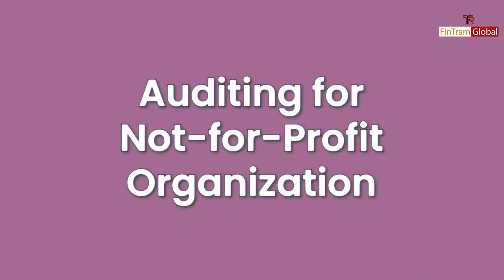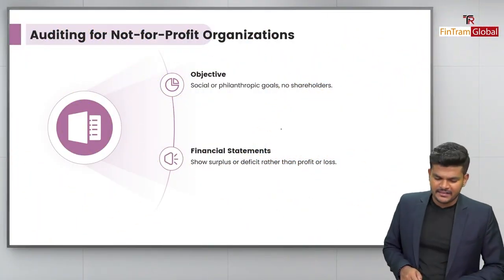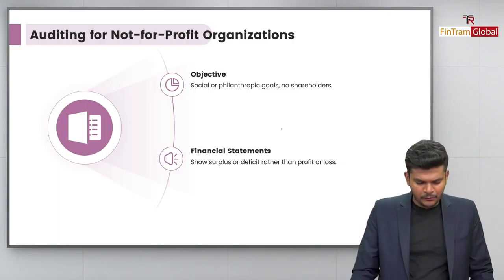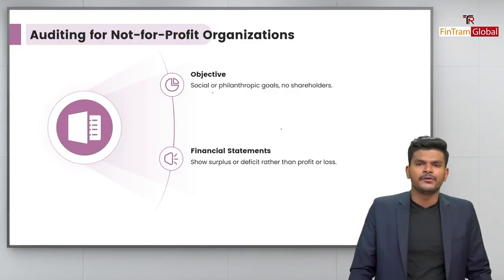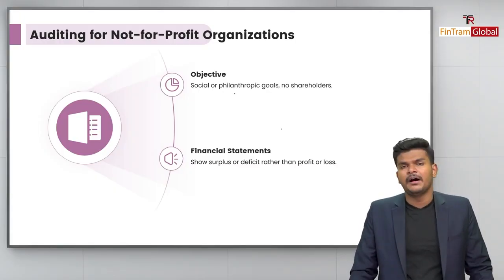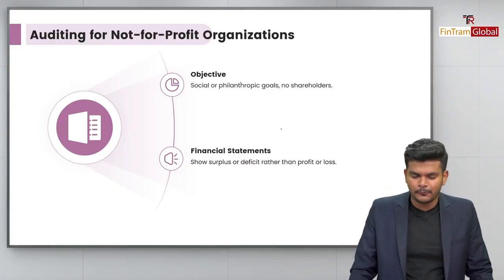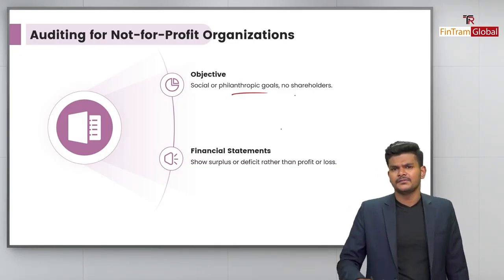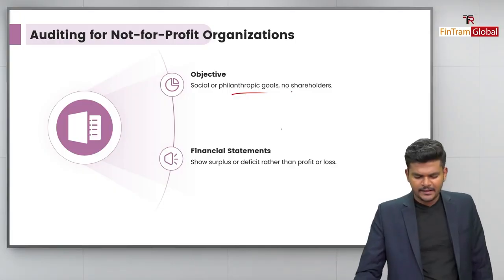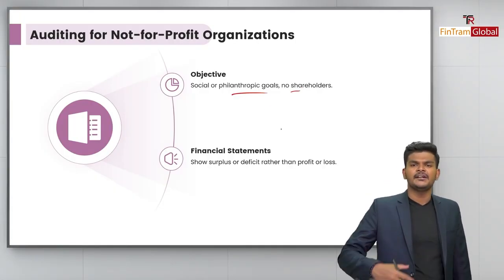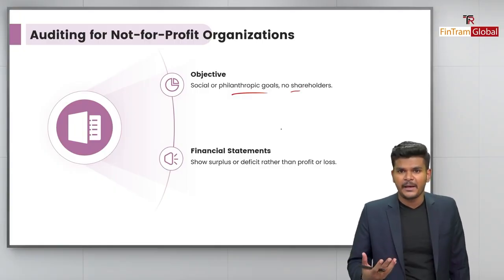And finally, we have auditing of not-for-profit organizations as well. So what's the story here? We're talking about, what is the objective of a not-for-profit organization? Is it financial in nature? Definitely not, right? It's not all about maximizing shareholder wealth. Their primary objective is philanthropic, as in, it's good for the society and stuff like that. And there are no shareholders, there are no dividends, right? So we don't measure things in a financial manner.